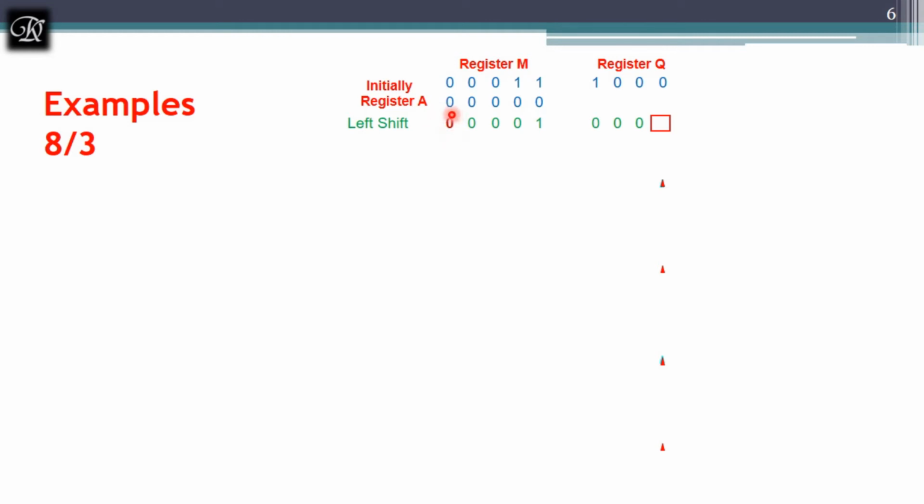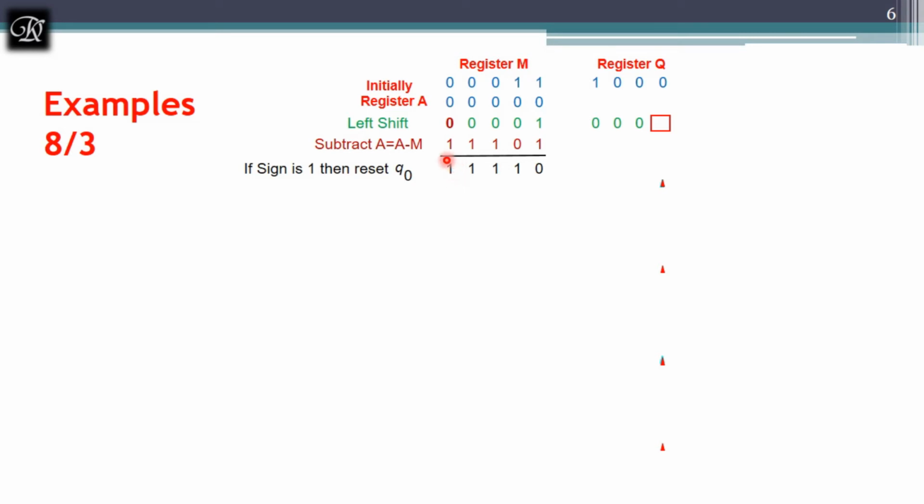What is the sign bit of A, whether it is positive or negative? It is positive, it is having 0. Then you have to subtract M from A. Now I'm going to subtract M from A, then the answer will be, because I'm subtracting positive 1 minus 3, the answer will be negative 2. Now check the sign bit.